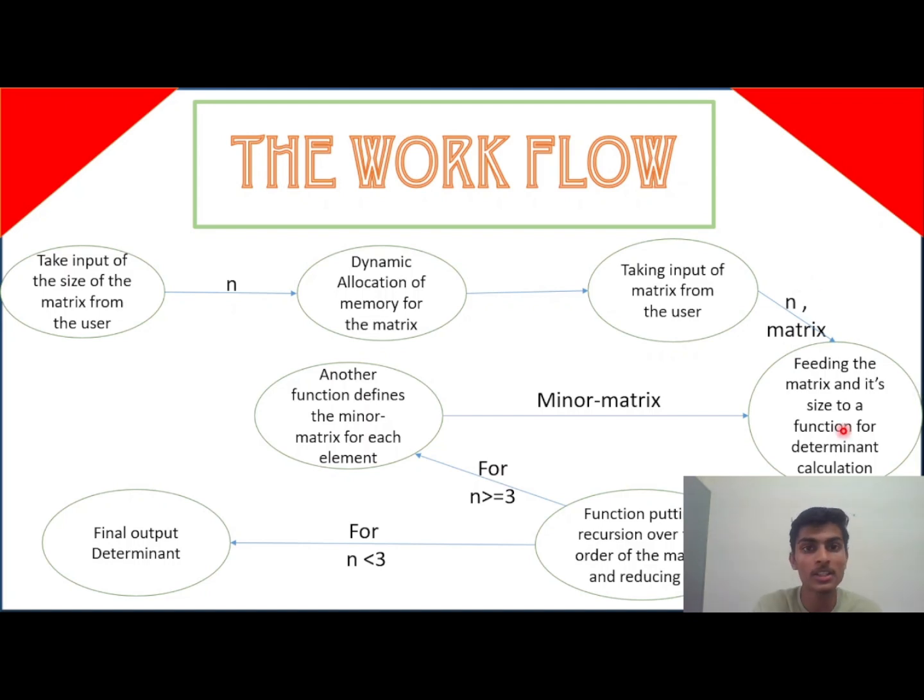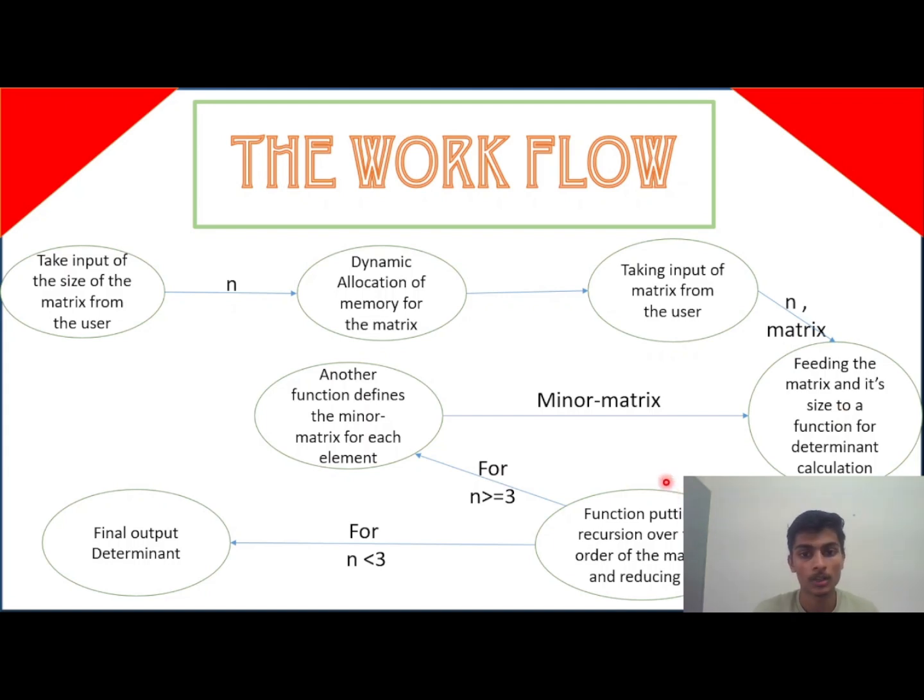So now, as we have seen, the cofactor expansion works on a recursive method where you break down the main matrix into a one-order-less matrix, and so on, until it converts into a convenient 2 by 2 matrix, so that we can easily write the determinant explicitly. Okay. So we feed the matrix and size for determinant calculation. The function applies recursion over the order to reduce it.